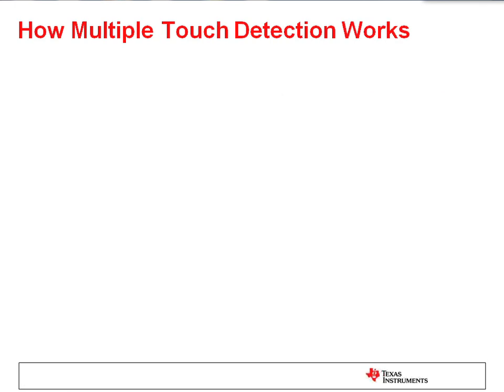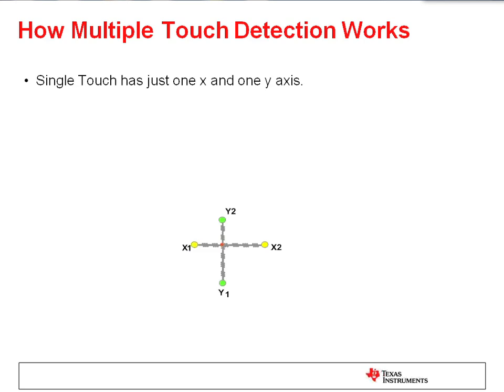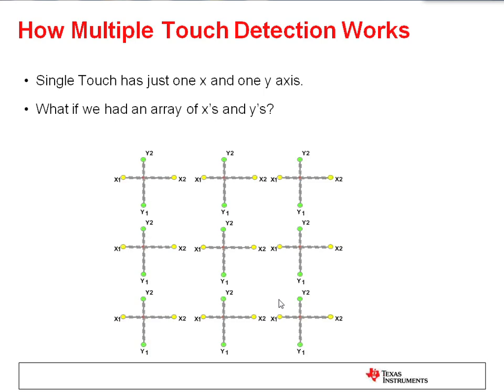Now, in terms of multiple touch detection, this is something that is new within TI's offering. It's with our TSC2020. It's a multi-touch product. Basically, with our single touch, remember, we have just one X and Y axis. So on touch, we create a voltage divider in one direction and a voltage divider in the other direction. But what if we had multiple X and Y axes in detection zones?